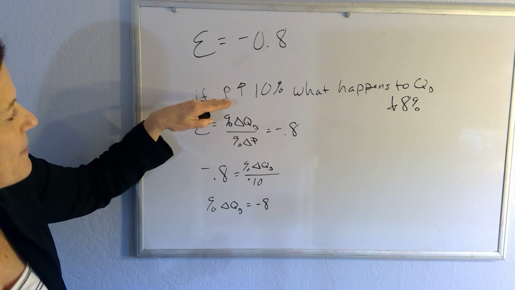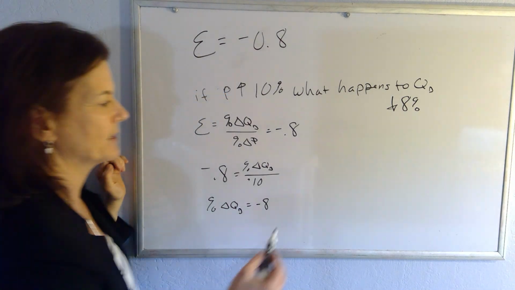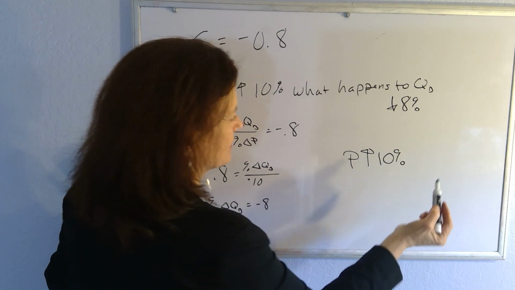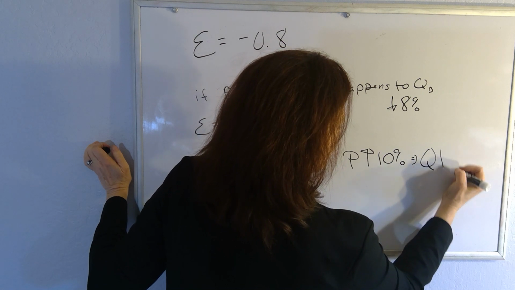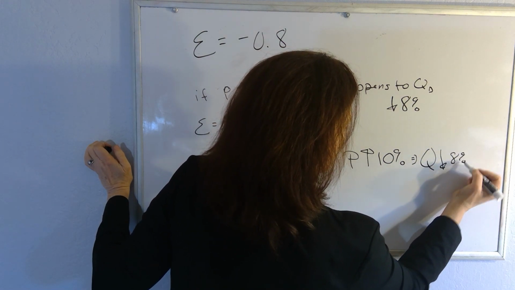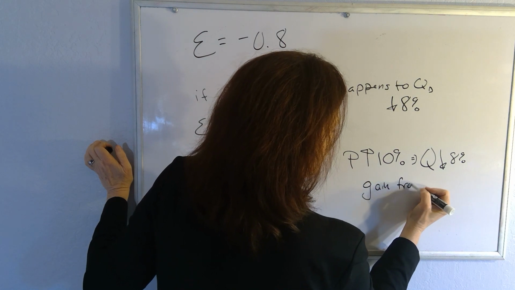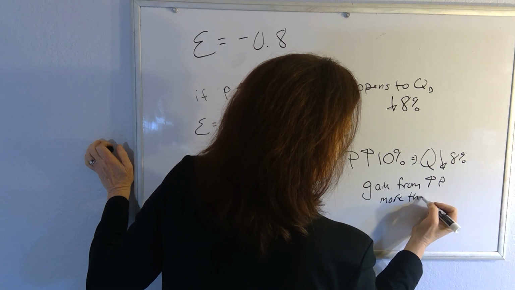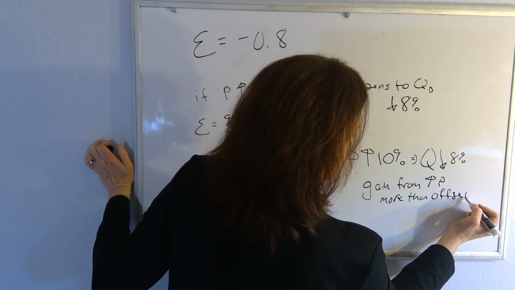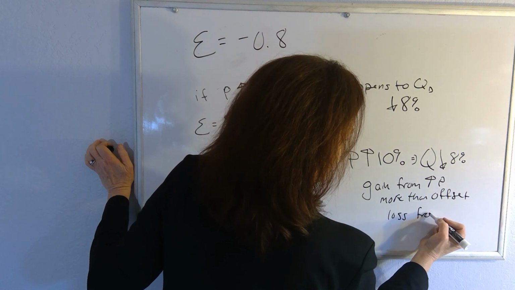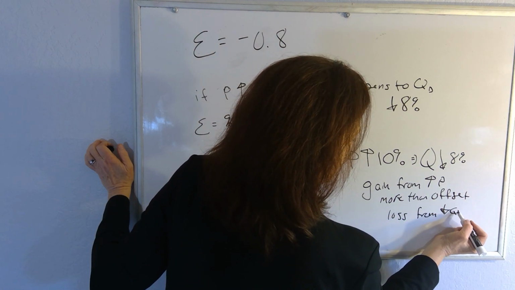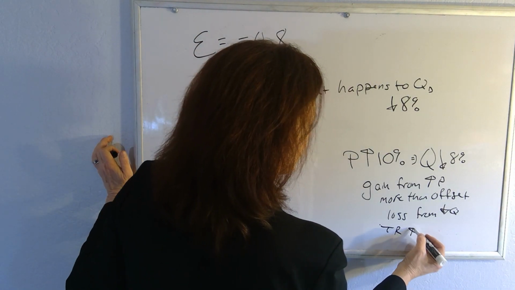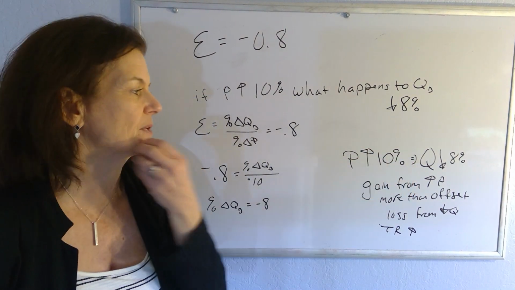If I raise my price, what's happening to price is bigger than what's happening to quantity. So price increases 10%, and that leads to quantity decreasing by 8%. So the gain from the higher price is going to more than offset the loss from the lower quantity. Our total revenue will increase. What's happening to price is greater than what's happening to quantity.